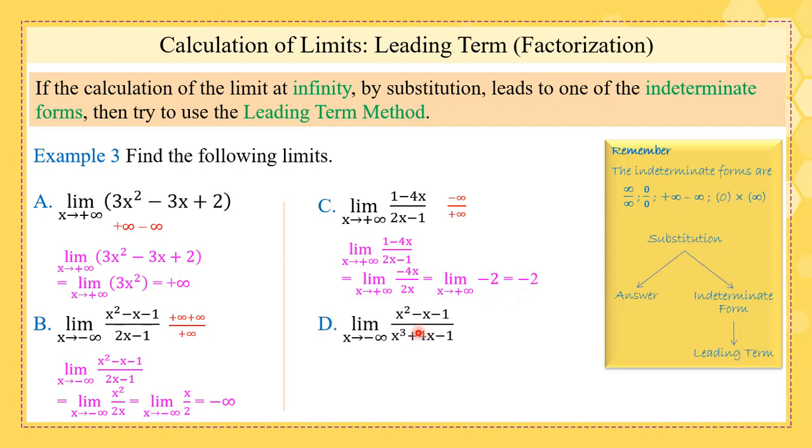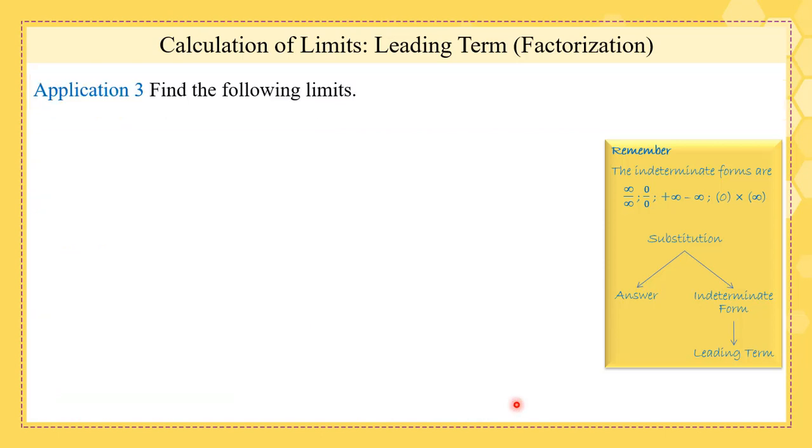The fourth one, we need to find the limit of this function at negative infinity. We also substitute and we get positive infinity over negative infinity, which is also an indeterminate form. So we take the limit of x squared from the numerator and x cubed from the denominator. We simplify, we get the limit of 1 over x, and 1 over infinity is 0. Now try to do these applications, please. Try to pause the video, find the answer, and then compare your answer.